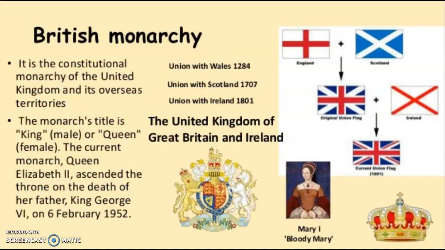The British monarchy. It is the constitutional monarchy of the United Kingdom and it oversees territories. The monarch's title is King for a male or Queen for a female. The current monarch is Queen Elizabeth II, who ascended the throne on the death of her father, King George VI, on 6 February 1952. The United Kingdom of Great Britain and Ireland.